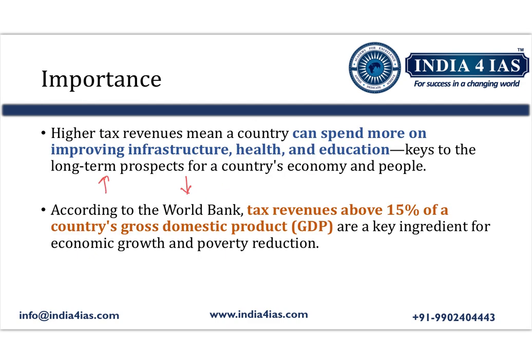Tax to GDP ratio also indicates the fiscal health of a nation. So if tax to GDP ratio is more, this indicates that the country is earning more in terms of taxation. If it is less or if it is decreasing, then fiscal health of the country is deteriorating. According to the World Bank, tax to GDP ratio of 15% and above is necessary for economic growth and poverty reduction in any country. If tax to GDP ratio is less than 15%, then economic growth and poverty reduction cannot be achieved.